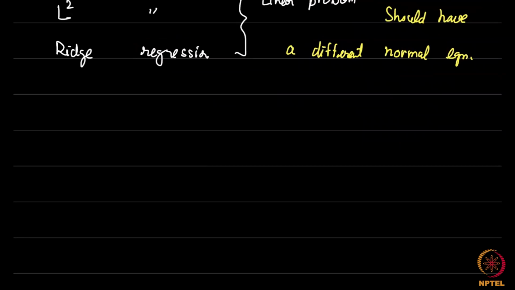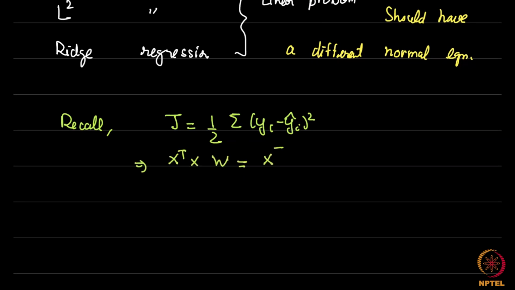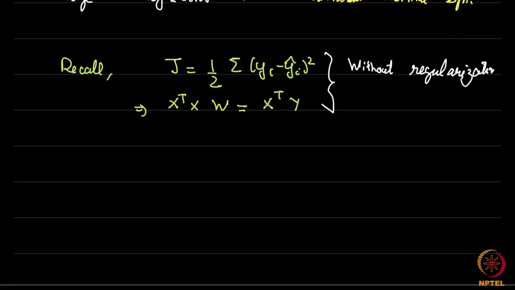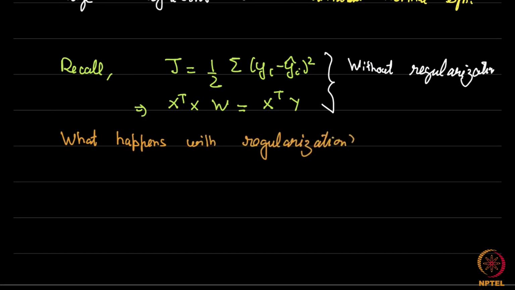So recall that when we started with the pure loss function, J is half the sum of (yi minus y hat i) squared, this led to X transpose X w equal to X transpose y. This is without regularization. Now, in one of the earlier exercises, I had asked you this question: what happens to the case with regularization? With the extra term, our new J is the old J plus lambda by 2 times W transpose W.